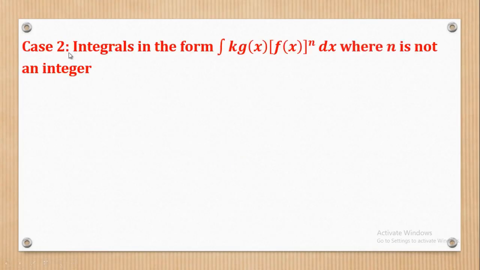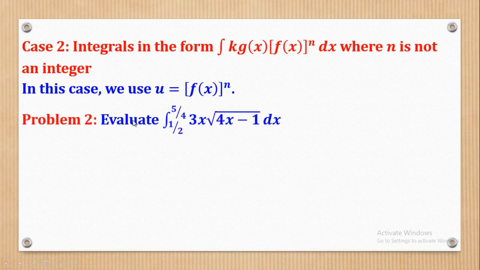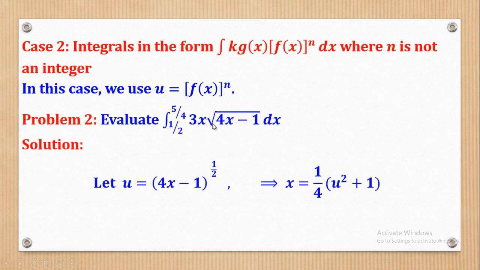So now we shall go to case 2. Case 2 involves integrals in the form of the product, but this time the power is not an integer. And I think remember that when the power is not an integer, we let u be equal to the whole function with its power. So problem 2 says evaluate the integral from a half to 5 over 4 of 3x square root of 4x minus 1 integrated with respect to x. So in this case, we take the whole of this with its power to be equal to u. So let u be equal to 4x minus 1 raised to the power half. This power half is the same as a square root.